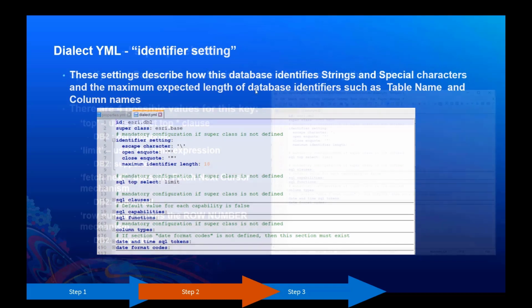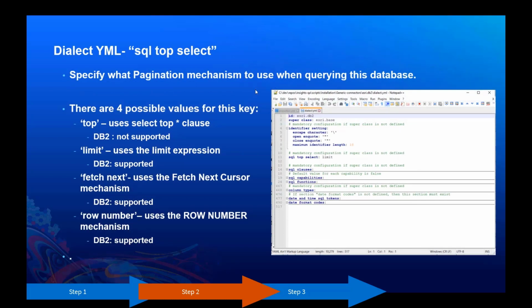The next configuration is the select top configuration. This is the mechanism Insights uses to either chunk data or paginate queries to improve performance. The first possible option, top, is not available in all databases and also not supported in DB2. The other expressions, limit, fetch next, and row next, are supported. So administrators can now choose which mechanism to use to best perform querying in this database.